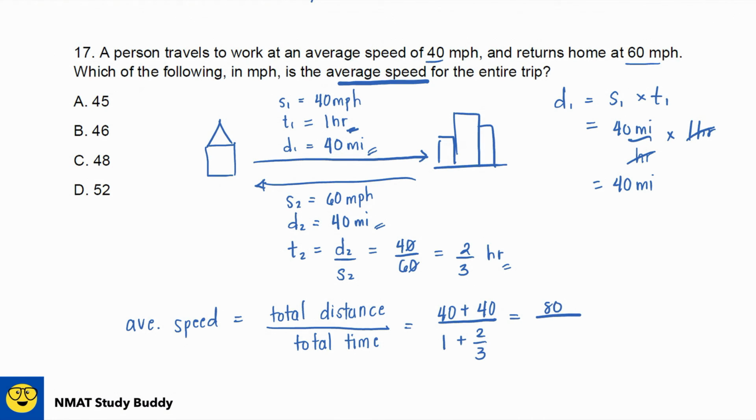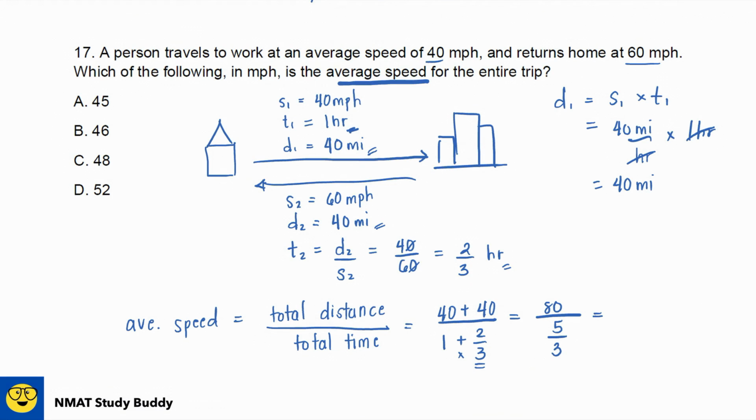Then, the 1 and 2/3 can be turned into an improper fraction. So, 1 times 3 is 3, plus 2, the numerator is equal to 5. And then, copy the denominator. So, the denominator is 3. So, we just put the 3.